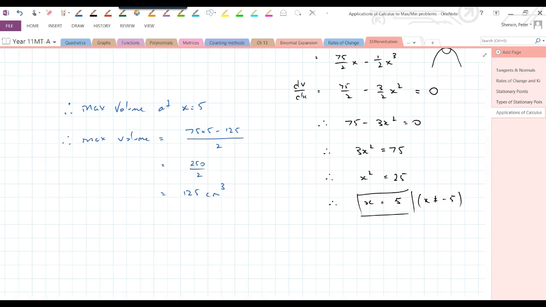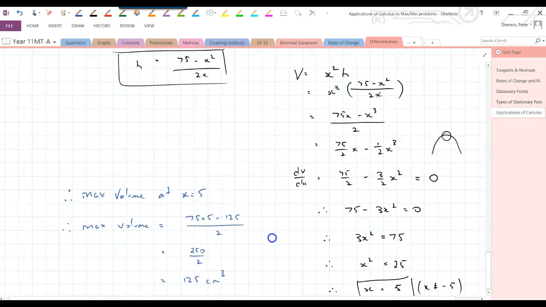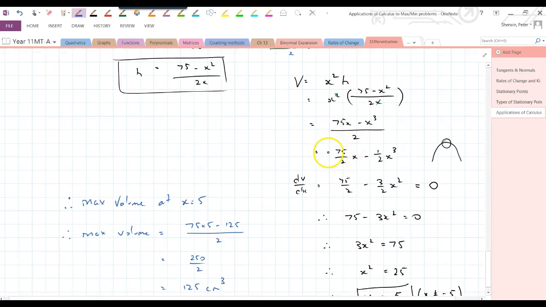Part D: if the maximum side length of the square base of the cuboid is 4 centimeters, what's the maximum volume possible? In that case, you'll just put 4 into what we just put 5 into, this expression here.